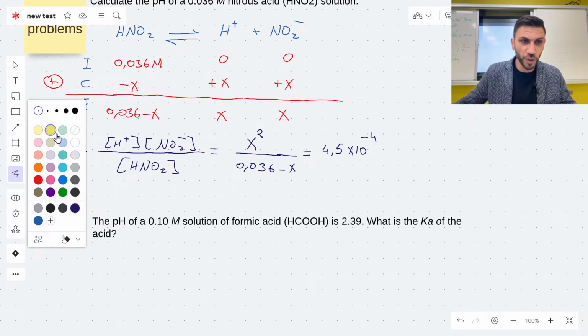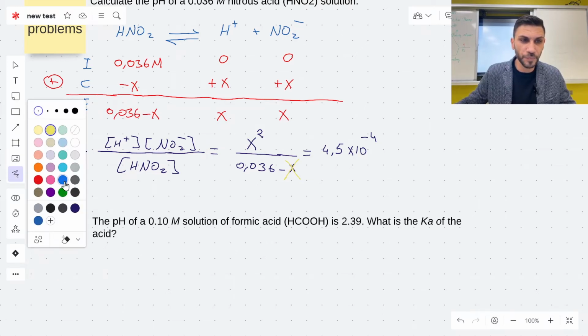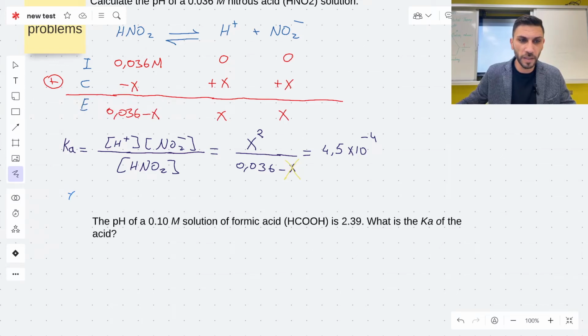Initially, what we're going to do is ignore or neglect this X because it's going to be very small. So it's going to be X squared divided by 0.036 equals 4.5 multiplied by 10 to the power of negative 4. That means we can find the X now. Cross multiplication, square root, you will have X.